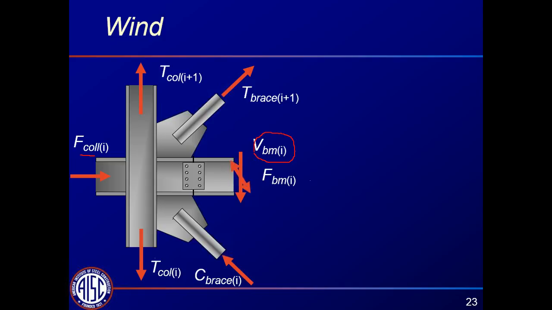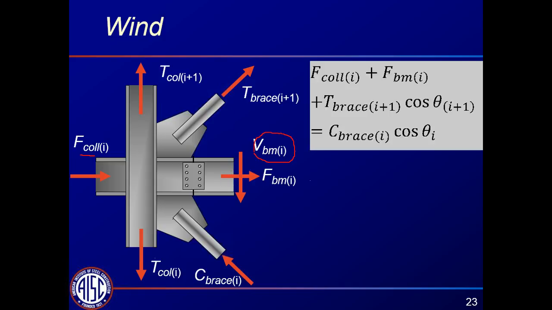Now the force in the beam could be in either direction, or just for consistency here, we'll align it with the force in the collector. The force in the beam might be 0 as well. And you can solve for the force in the beam just using the sum of the forces in the horizontal direction. We've got the collector, in this case, pushing to the right. We've got the brace above in tension, pulling to the right. The brace below in compression, pushing to the left. And then whatever the difference is has to be the force in the beam.